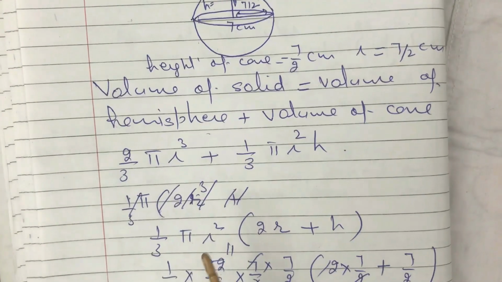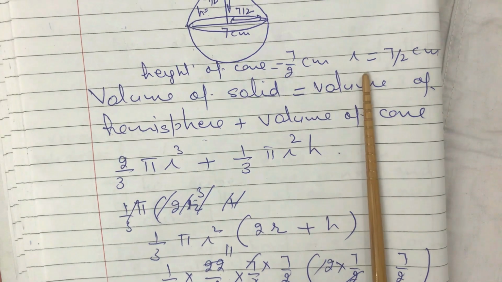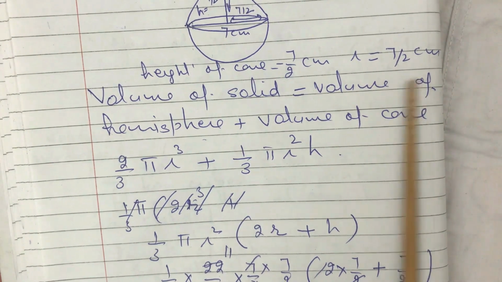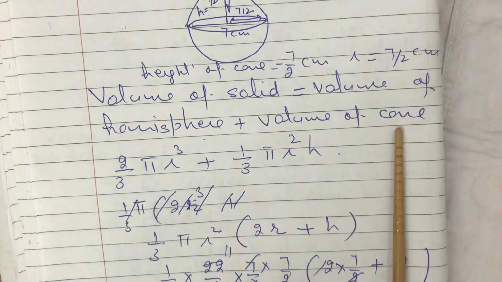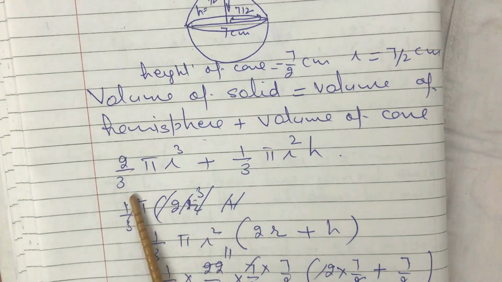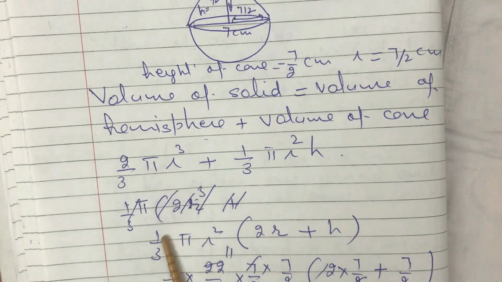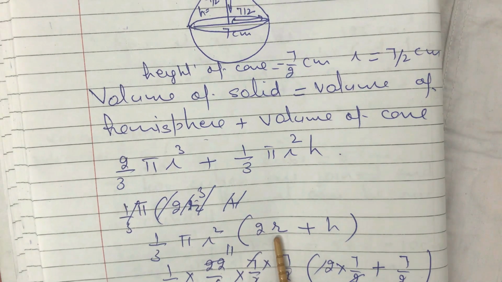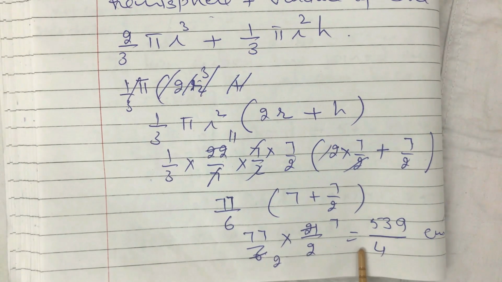Now, this is what I have written here. Height of the cone is 7 by 2. Radius is equal to 7 by 2 centimeter. Volume of the solid is equal to volume of hemisphere plus volume of cone. The formula is 2 by 3 pi r cube plus 1 by 3 pi r square h. Take common 1 by 3 pi r square. In the bracket I'll have 2r plus h. Substitute the values. You will get 539 upon 4 centimeter cube. That is the volume of the solid.